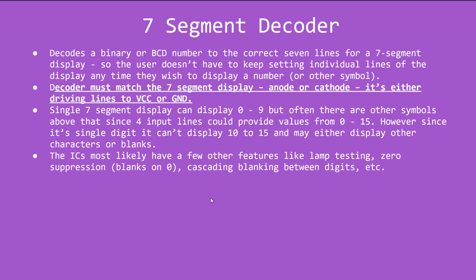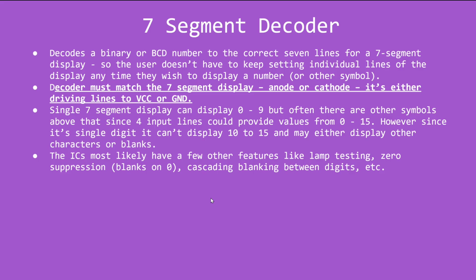All right, we've talked about encoders and decoders, so let's talk about a specific type of decoder, which I've left to its own section, and that's a segment decoder. It simply decodes a binary or BCD number to the correct set of 7 lines that make up the display, so the user doesn't have to keep setting individual lines anytime they want to display a number. Keep in mind this is extremely important. The decoder really should match the 7-segment display, common anode or common cathode, although there are ways to simply invert this with an inverter chip, for example. Although the largest one I know is hex, so that's one shy. So you need 2 chips most likely. A single digit is going to display 0 to 9.